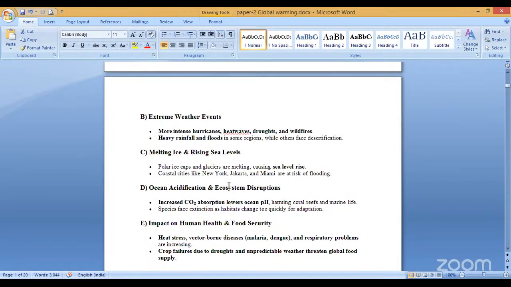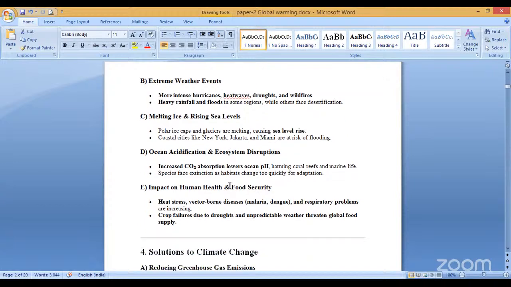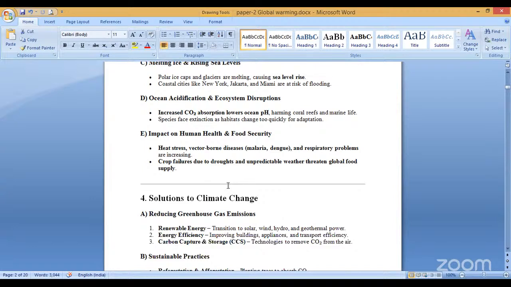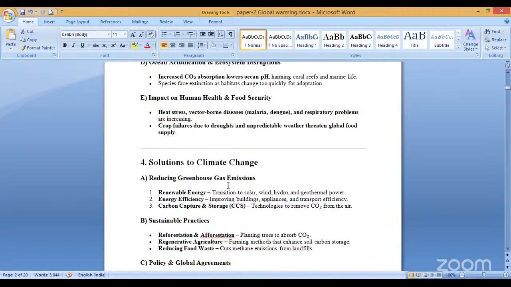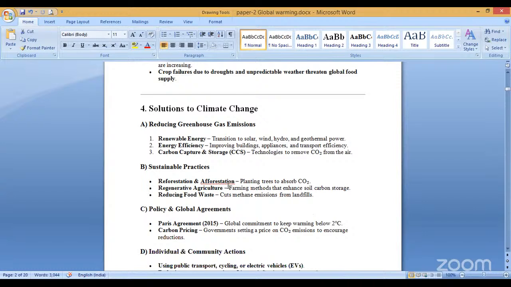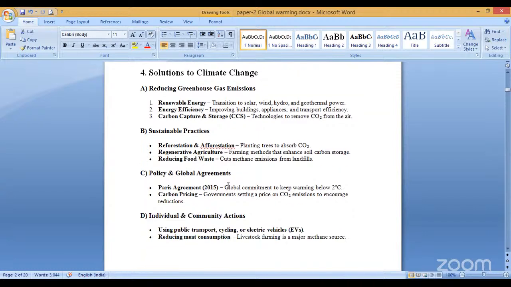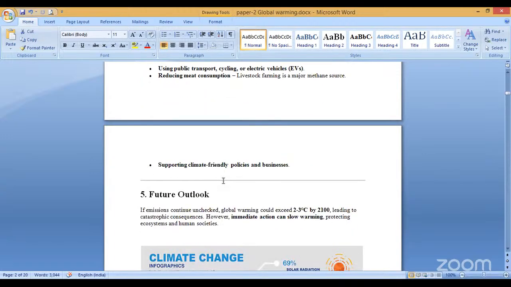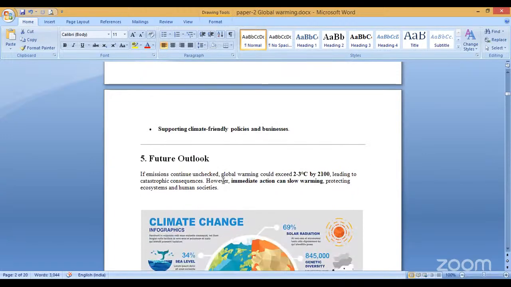Effects of climate change include extreme weather events, melting ice and rising sea levels, ocean acidification and ecosystem disruptions, and the impact on human health and food security. Then the fourth is solutions to climate change, where we deal with reducing greenhouse gas emissions, sustainable practices, policy and global agreements, individual and community actions. And finally, the future outlook of climate change.